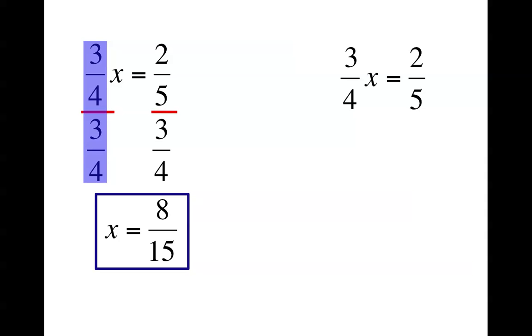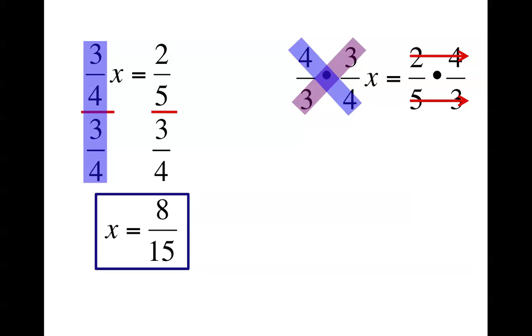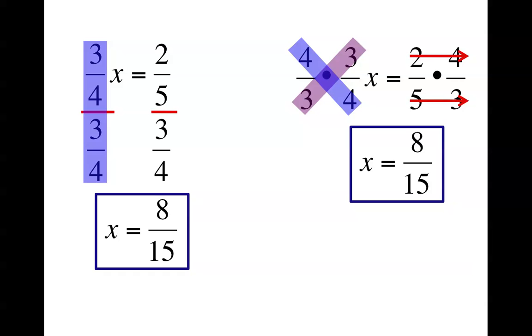Notice the original problem. Notice I was able to isolate the variable by getting this one big fancy form of 1. What if I multiplied by 4/3? Do you see the fancy forms of 1 that I have here? And now if I multiply straight across, I still get the exact same answer. Both ways work every single time.